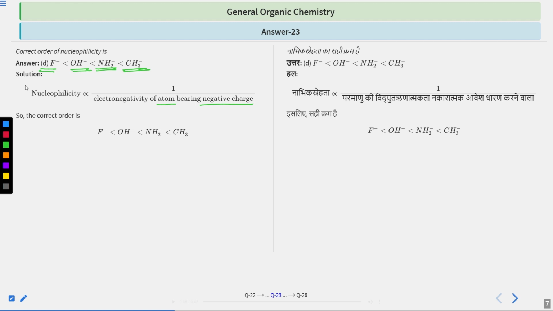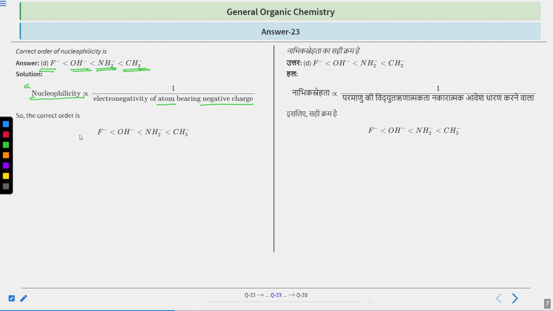And we use the concept here that the nucleophilicity of any nucleophile is inversely related to the electronegativity of the atom bearing the negative charge. So as you can see, fluorine is the most electronegative atom among the halogens and among all the atoms, right? Because the electronegativity of fluorine is so high, its nucleophilicity is the lowest, because they are inversely related.